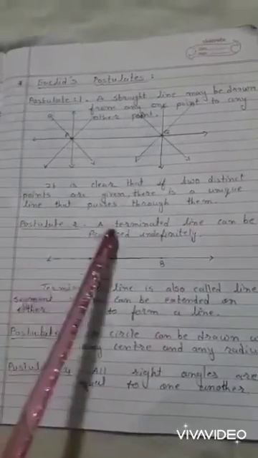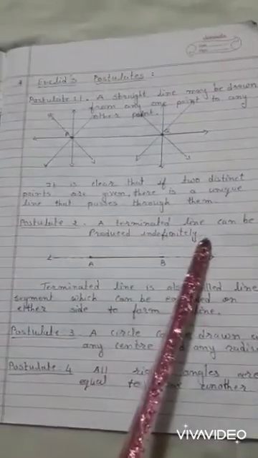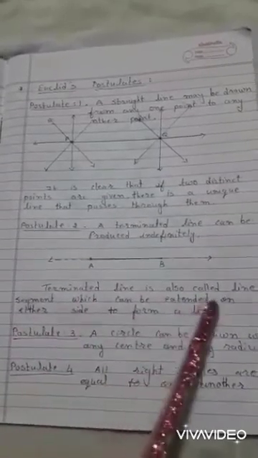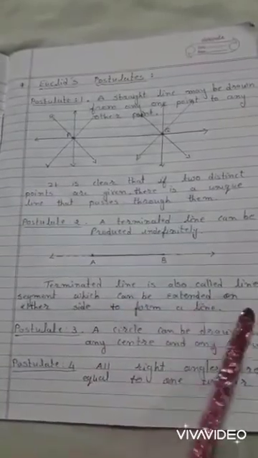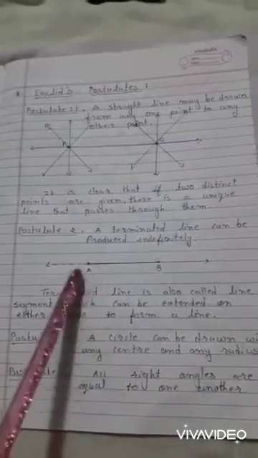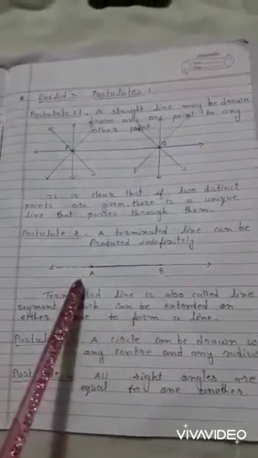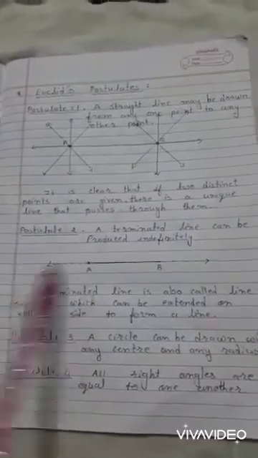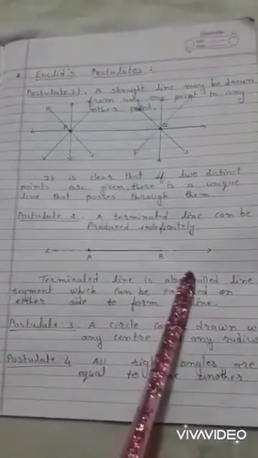Postulate 2. A terminated line can be produced indefinitely. Terminated means a line segment, which can be extended on either side to form a line. You can see here AB is a line segment, but we can draw from the left side of A and the right side of B. We can draw the line infinitely.